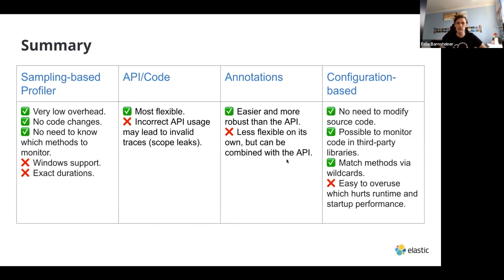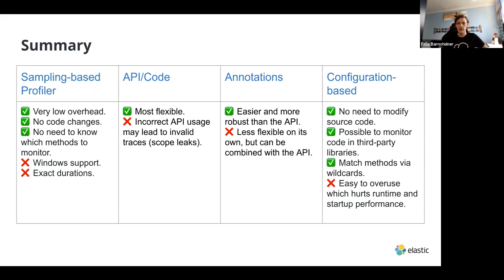So here, a little summary table. Again, we have our sampling-based profiler, which is really low in overhead, no code changes required. One downside, though, is that we don't have window support, and we also don't have exact durations here. So these are more like estimates, in contrast to all of the other methods, which really measure the duration of your methods. That's just the trade-off here. So it's not as exact, but it's usually good enough, and it's really low overhead.